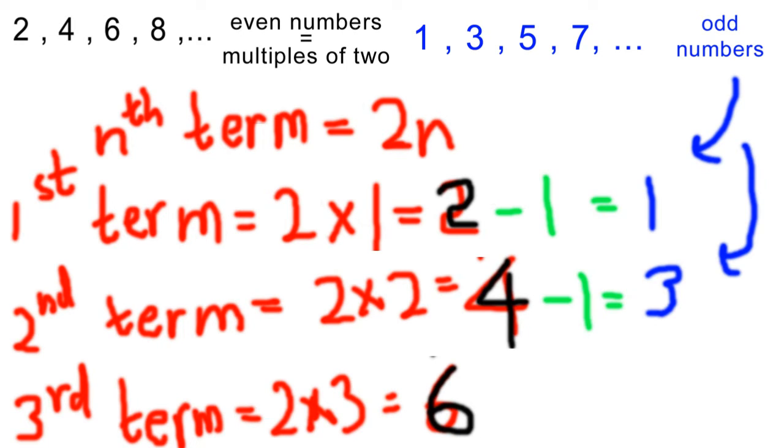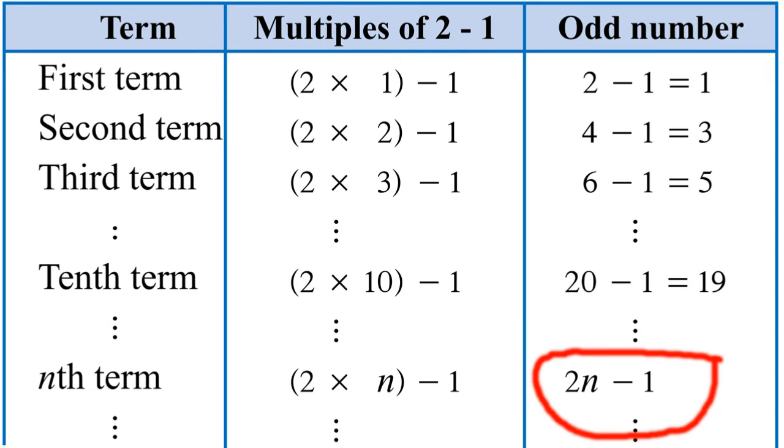We have to subtract 1 from the general term of multiples of 2. What's the general term of this number pattern? We can create a general term for the pattern of odd numbers by subtracting 1 from the pattern of multiples of 2.